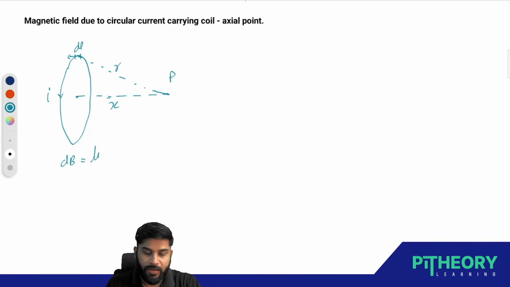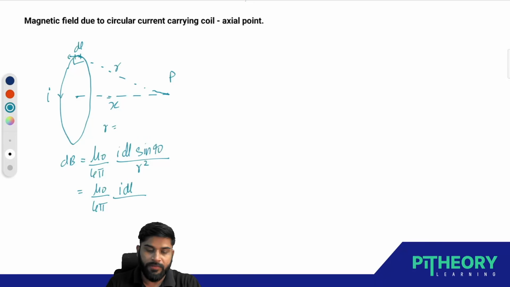How much will that be equal to? If this distance is r, you can write mu naught by 4 pi, I dl, where the current is I and dl is the length, sine of this angle. You need to note that this angle is perpendicular because I told you the circular wire's plane is perpendicular to the plane of the screen. So sine 90, divided by r squared. So this will be equal to mu naught by 4 pi, sine 90 is 1 only, divided by r squared. Here r is nothing but root over R squared plus x squared, where R is the radius of the circular loop. You can write it by Pythagoras theorem very easily. So r squared means R squared plus x squared. Directly we can find it.